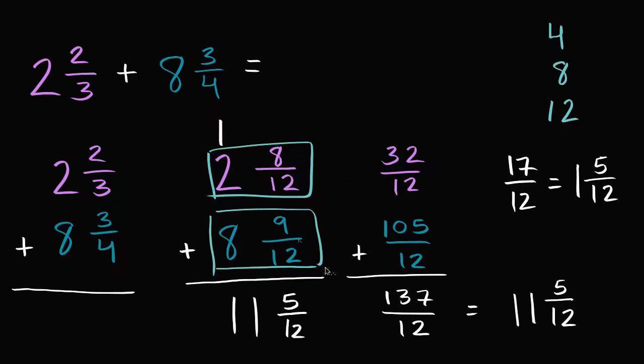So you could have done it either way. I think the way we did it the first time would have been a little bit easier because you didn't have to deal with these really big numbers like 137 and 105 and 32, and you just dealt with more straightforward numbers. You say, hey, look, 8 twelfths plus 9 twelfths is 17 twelfths, which is the same thing as 1 and 5 twelfths. And then you add 1 and 5 twelfths plus 2 plus 8 is going to give you 11 and 5 twelfths.